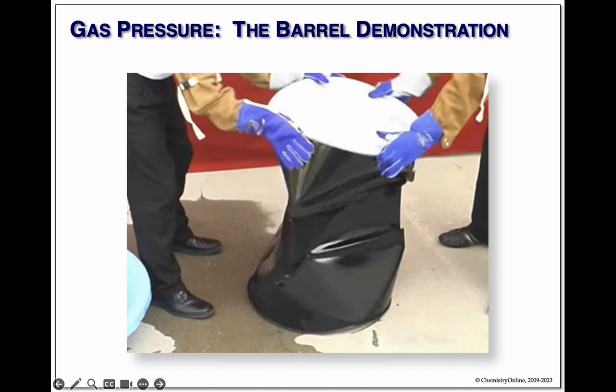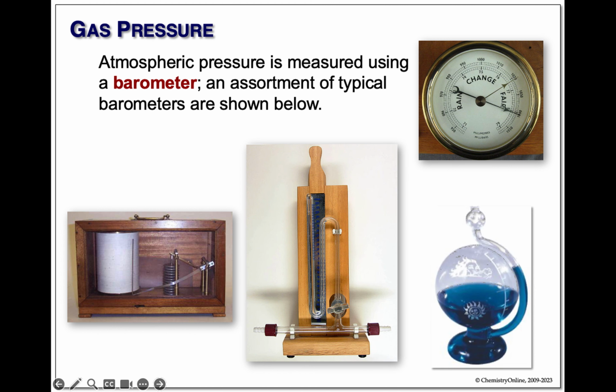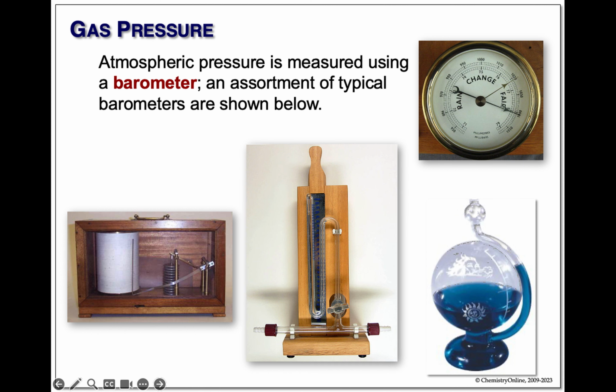Atmospheric pressure is measured using barometers. Now these are a collection of old-fashioned barometers. This one is so old we even have it on the wall in the lab. This is a recording weather barometer. A little ink pen goes up and down and stuff like that. This is a laboratory device called a manometer.